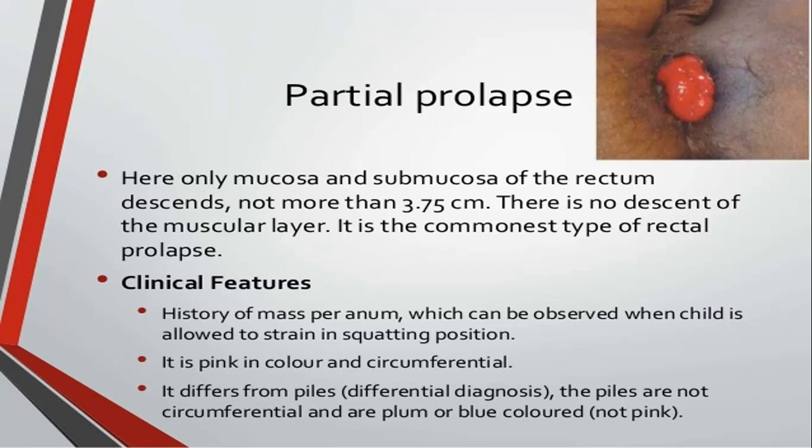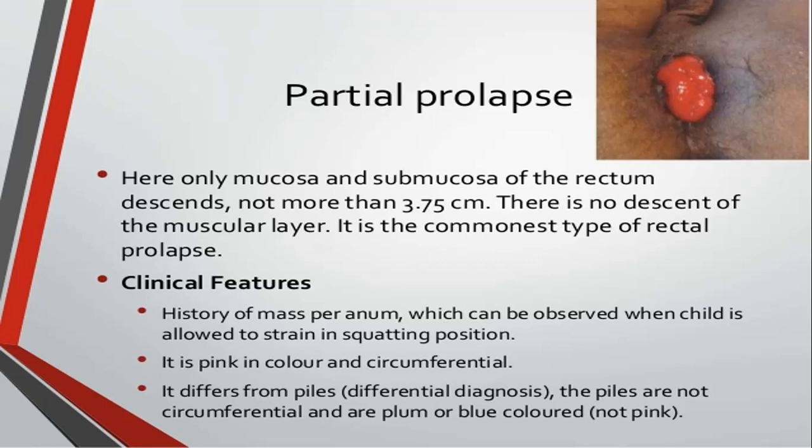Okay, so what are the clinical features? The history is a mass per anum. A patient comes to you and says something is coming out of the anus, which can be observed when the child is allowed to stand in a squatting position. The parents will say there's something coming out from the child, and you can ask the child to sit in a squat position and strain. So you see there is something, like a mass, coming out from the anus.